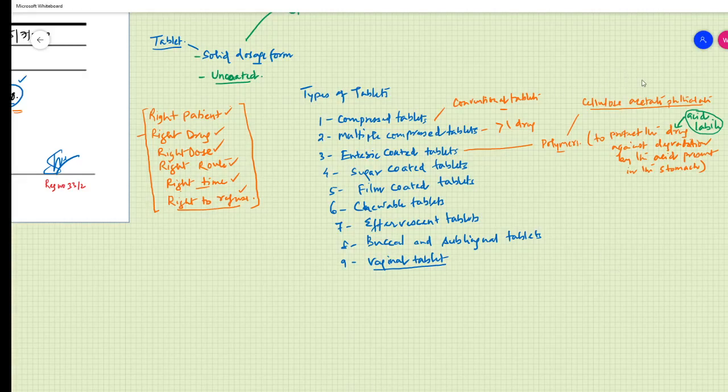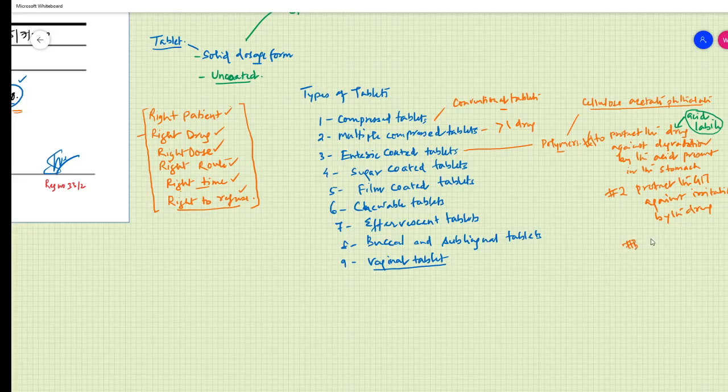There are actually other reasons also as to why the drug is coated with a polymer. So let's write this as number 1. The second reason why it is enteric coated is to protect the GIT against irritation by the drug. So you're protecting the drug, and you're protecting the GIT.